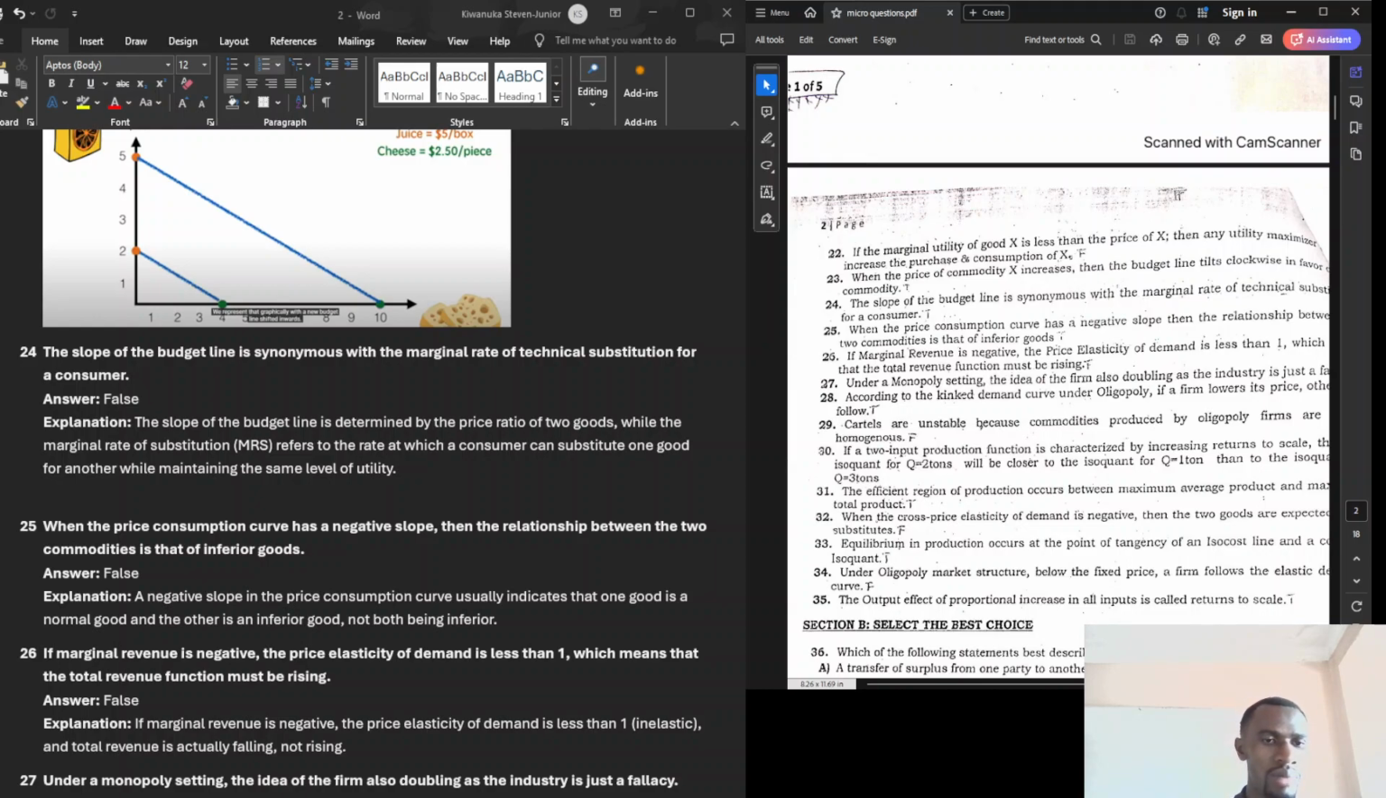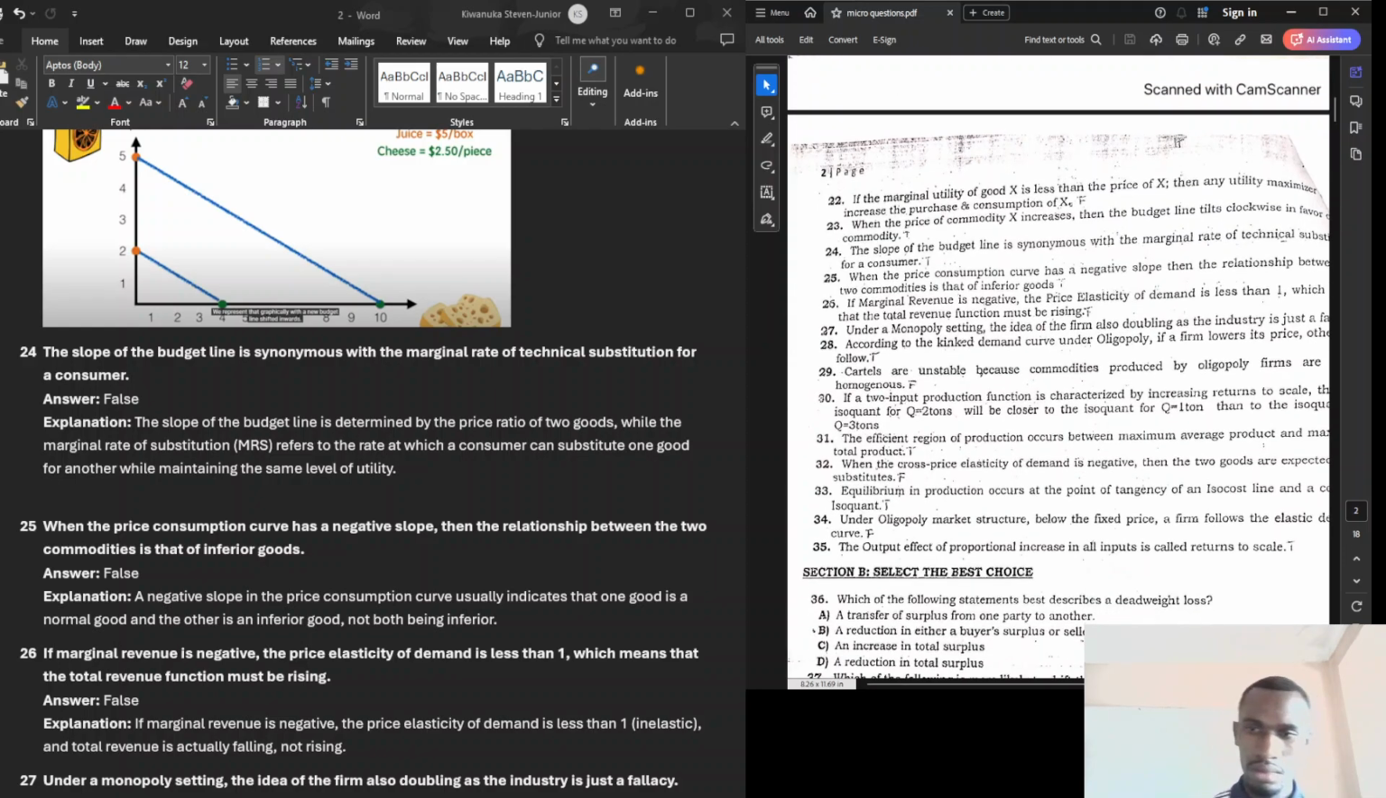If marginal revenue is negative, the price elasticity of demand is less than 1. If you look at those curves, marginal revenue and all that, that means the total revenue is actually falling, not rising. You can draw your curves very well and check and see.